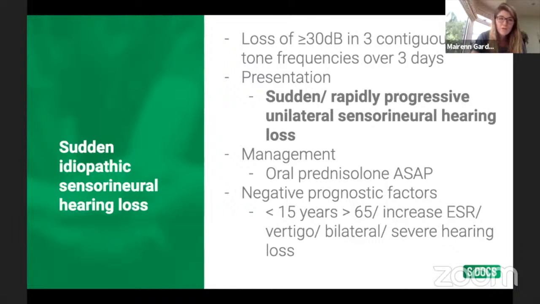It's something that GPs often don't like prescribing for and often refer to ENT, but giving oral prednisolone has massively shown to improve the prognostic factors. Other negative prognostic factors are if the patient is younger than 15 or over 65, if they have an increased ESR, if they present with vertigo, if they do present with bilateral, so bilateral is quite a rare presentation, or if when they present they have severe hearing loss.